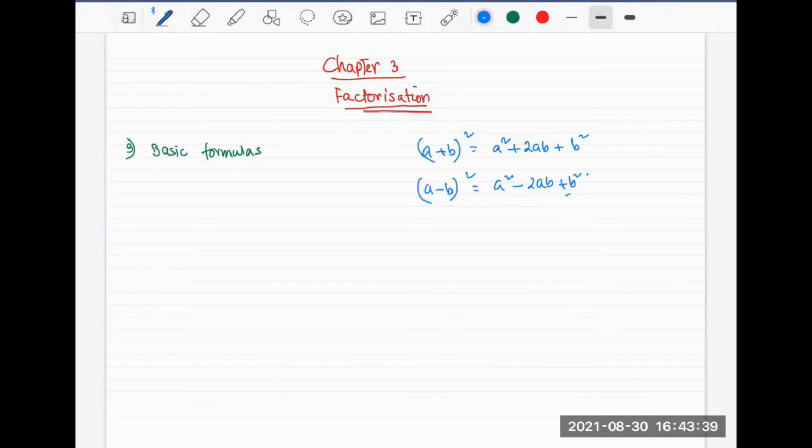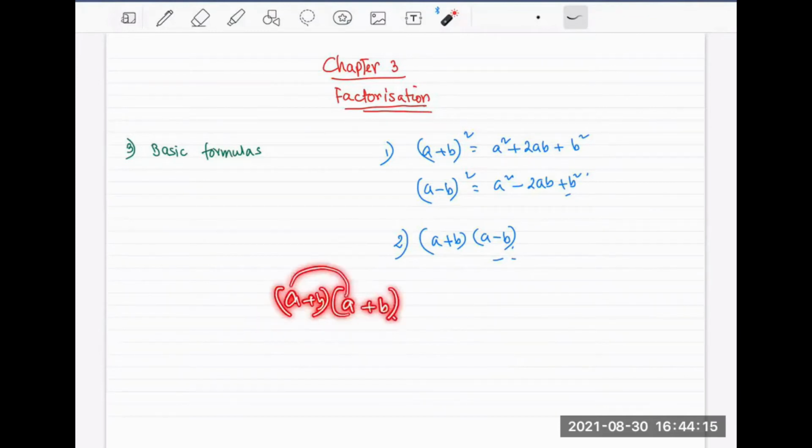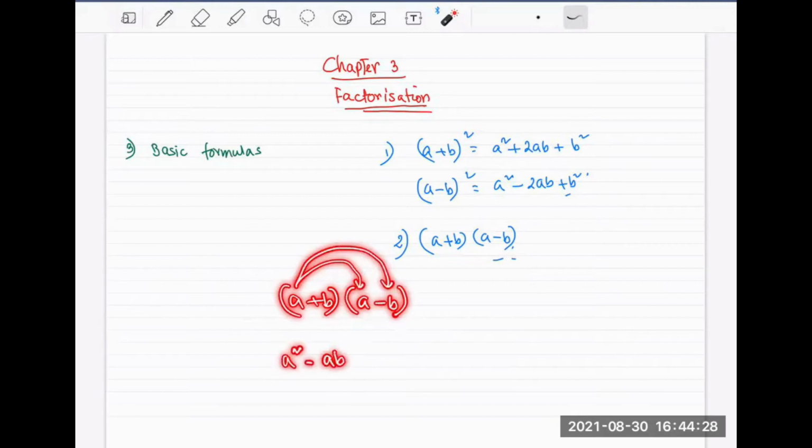Okay, next expression, look. This is 1, 2. A plus B whole bracket A minus B. What about this? A plus B whole bracket A minus B. Let's use the distributive property. Remember? A multiplied with A, and A multiplied with B. So what do we get? A multiplied with A, we get A square, right? Sorry, one is positive, one is negative. A multiplied with A is A square. A multiplied with B is AB. There is a minus sign in between.